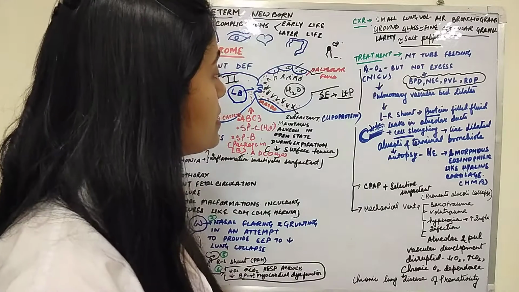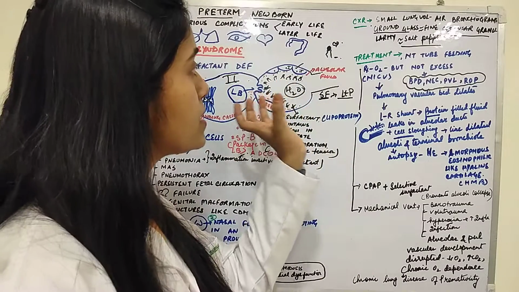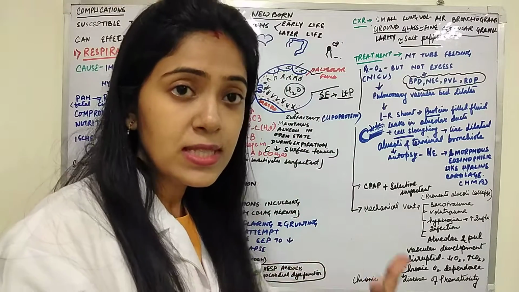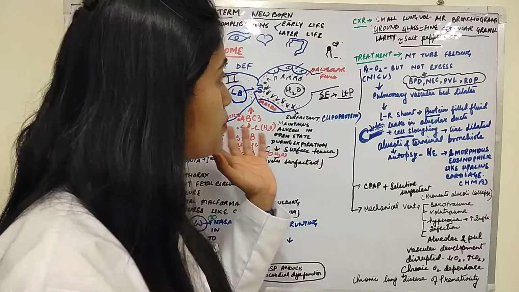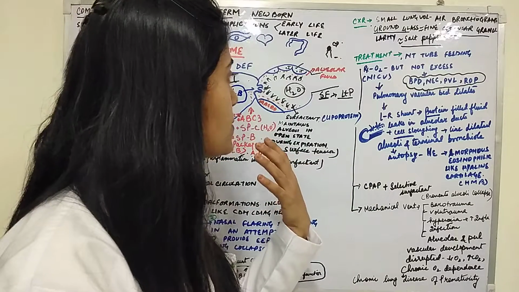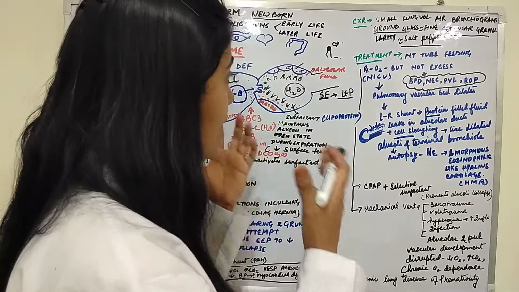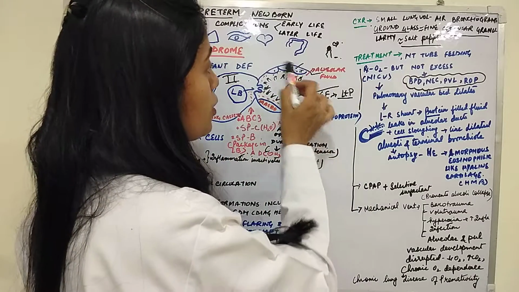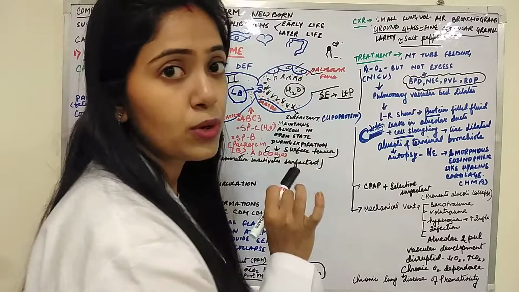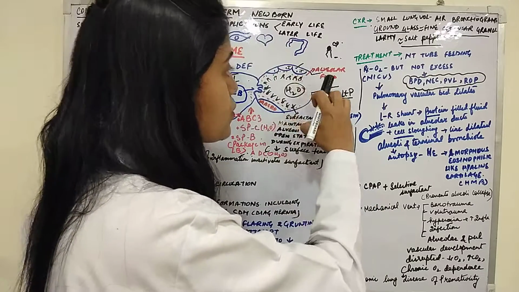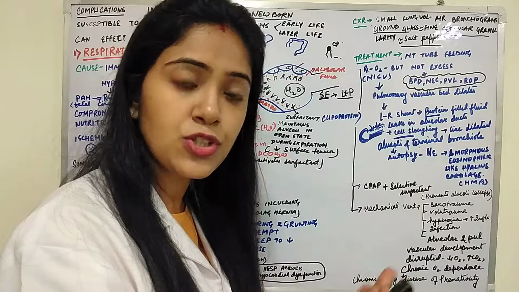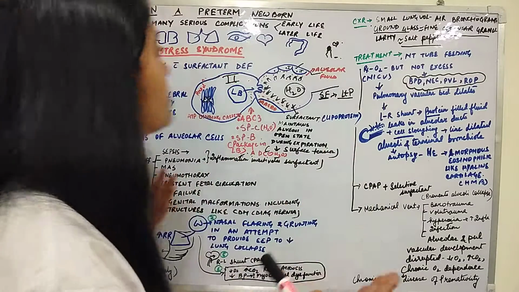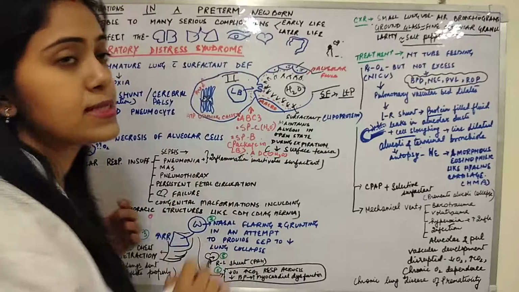Now, suppose this particular molecule is not produced, which is the case in preterm infants like 28 weeks, 30 weeks. At that time, this immaturity, due to non-production of the surfactant molecule, leads to the collapse of the alveoli during expiration, causing hypoxia, and that is the etiology behind respiratory distress syndrome.